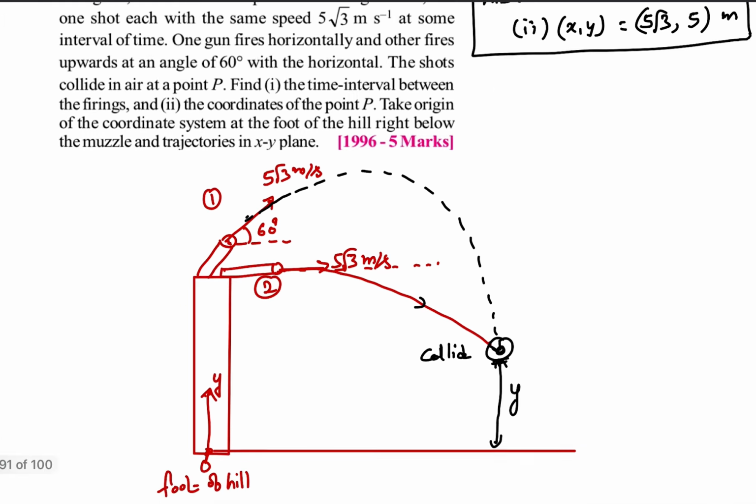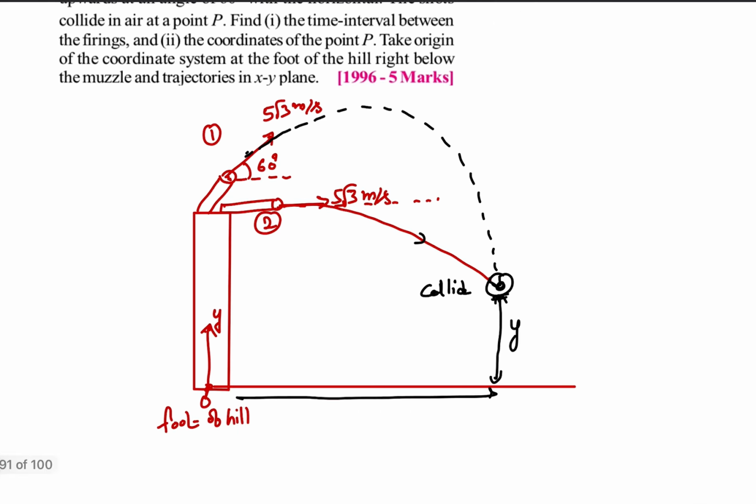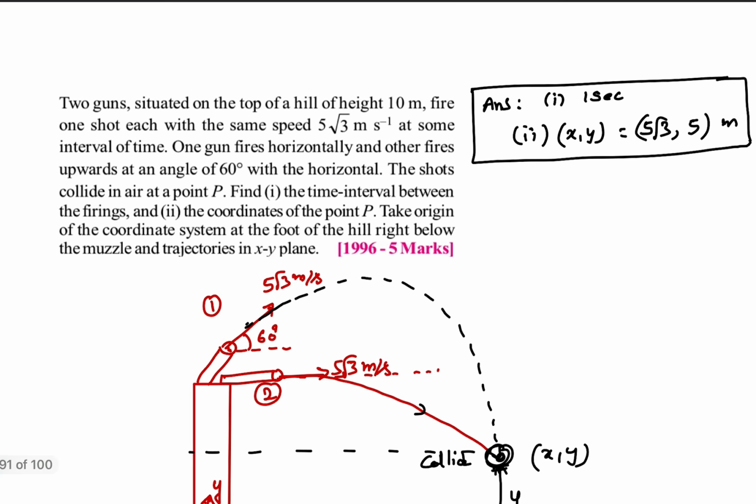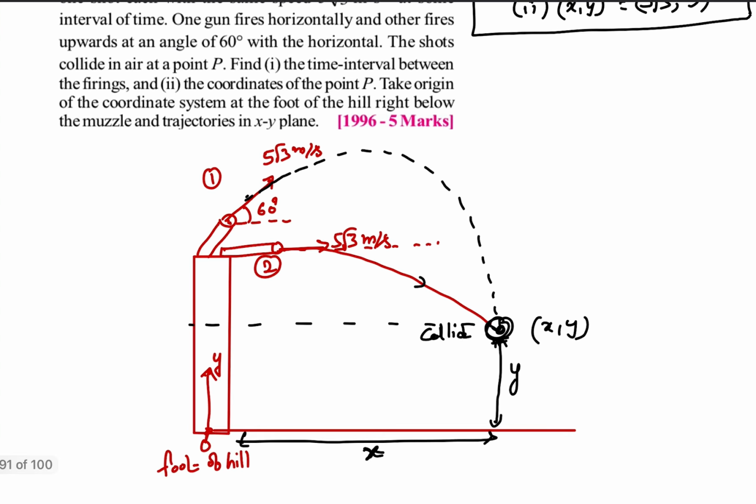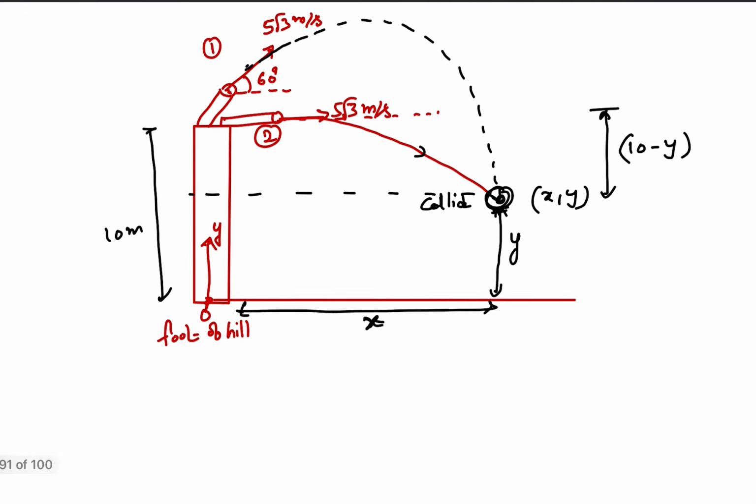Let us consider that the colliding particle is at a distance y from the ground, and the horizontal distance is x. In the question they are asking what these x and y terms are and at what time they collide. That was actually the question. According to the question, the height of the hill is 10 meters, so from the point of projection, 10 minus y is the distance.